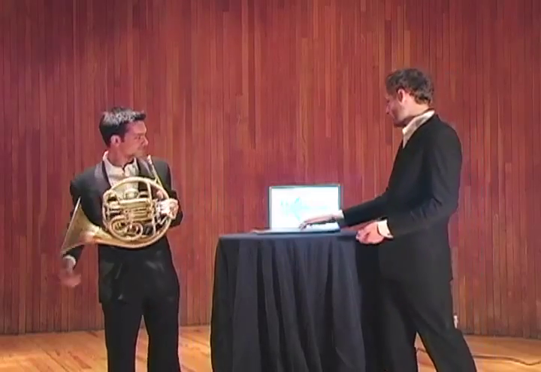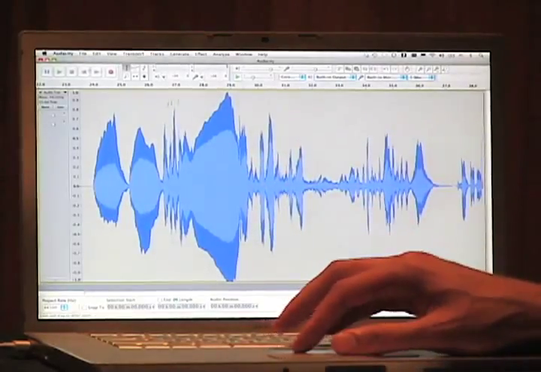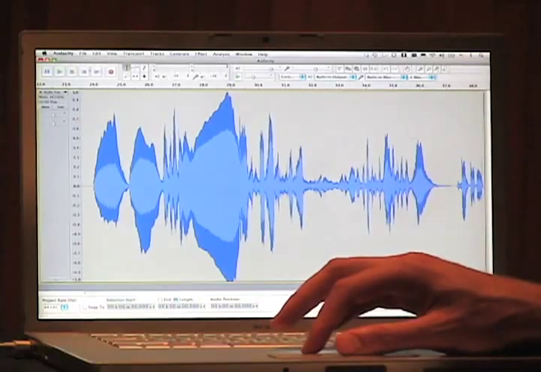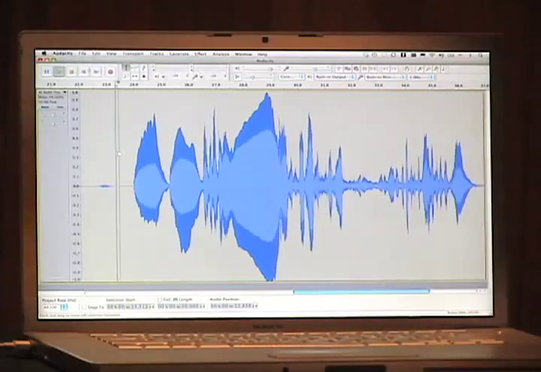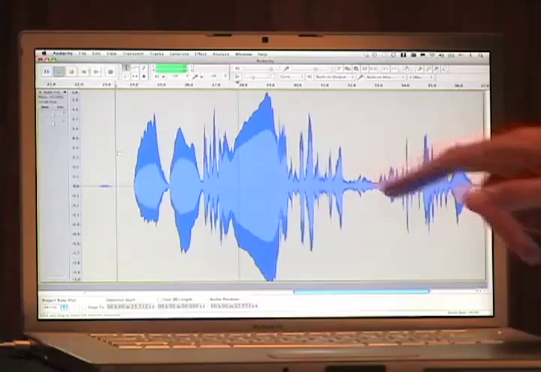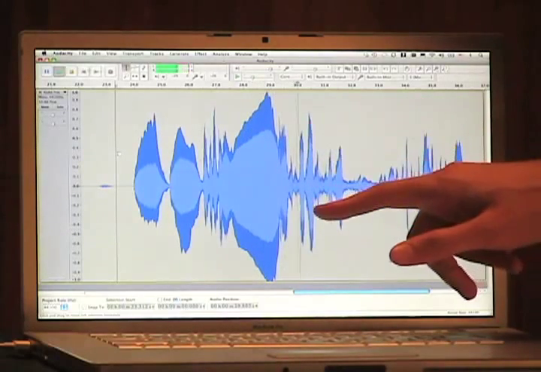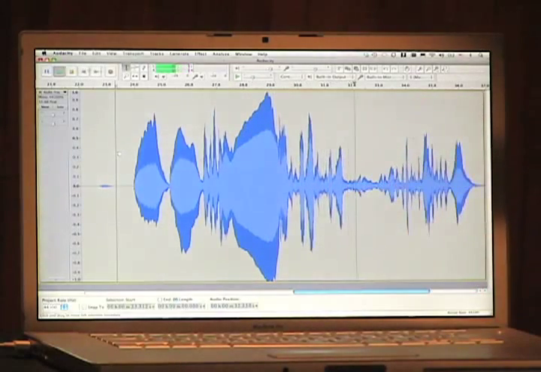It sounds pretty good, and it looks pretty interesting, too. I mean, this here is all of the sound that Yoni was playing. We can play it back. So here you see the separate notes and the crescendo, and it gets quiet.